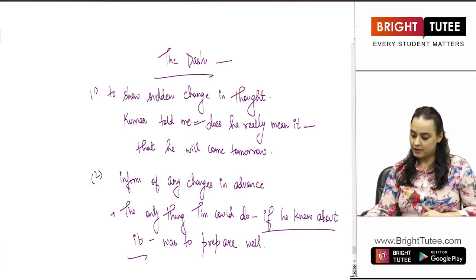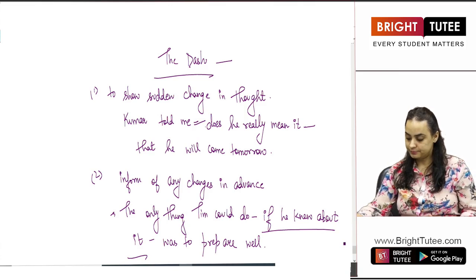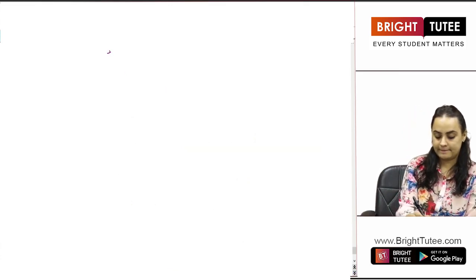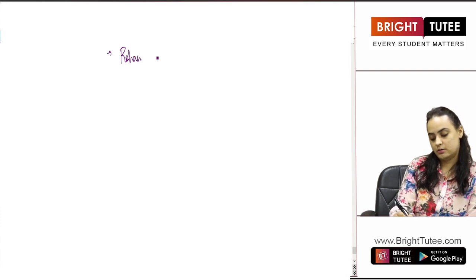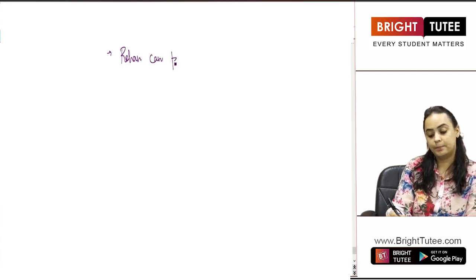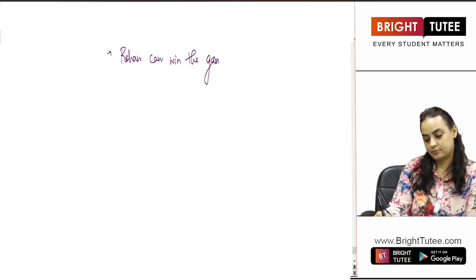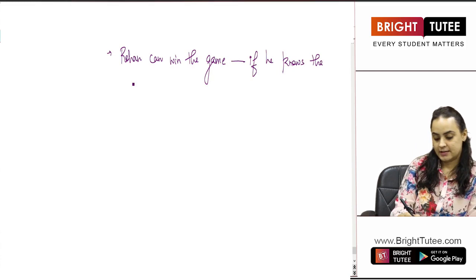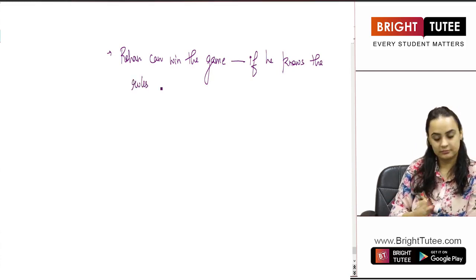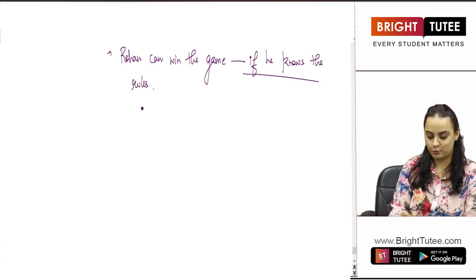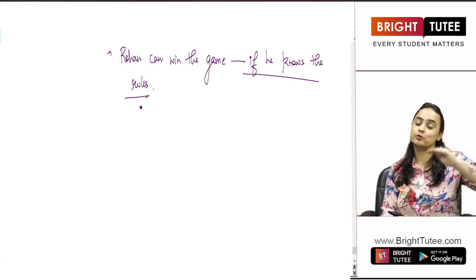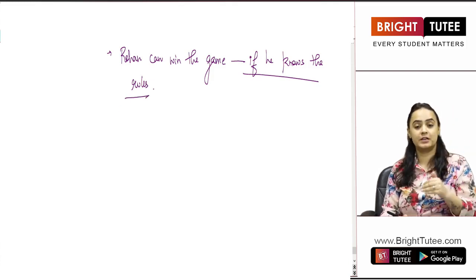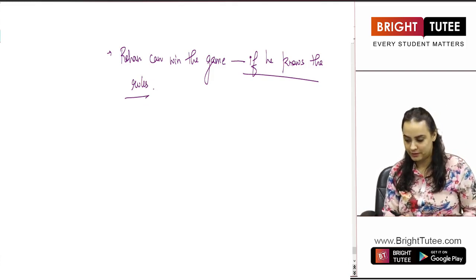If I give you another example, let's say Rohan can win the game, if he knows the rules. So, if he knows the rules, this is something that you're talking about in advance, that if he knows the rules only, then he can win the game.